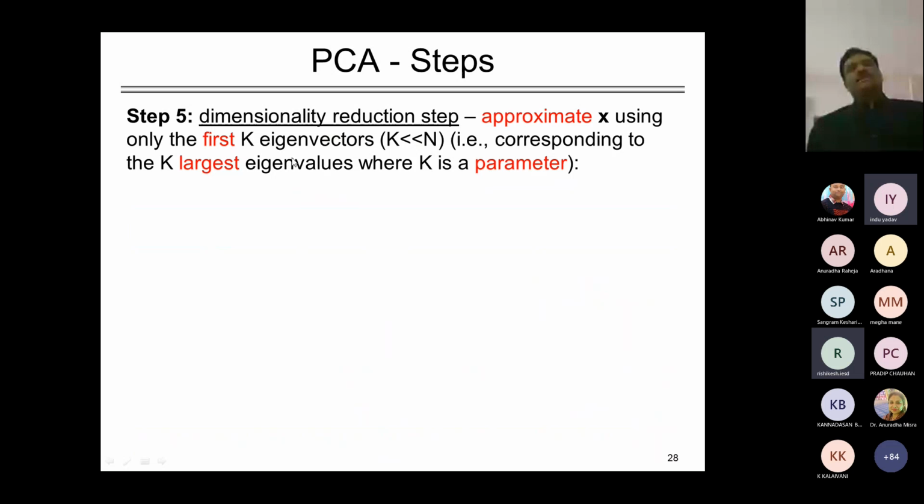Step 5, dimensionality reduction step. Approximate x using only the first k eigenvectors, k less than n, that is, corresponding to the k largest eigenvalues, where k is a parameter. x minus x bar will be equal to the sum over i going from 1 to n of yi ui. It will be like this.